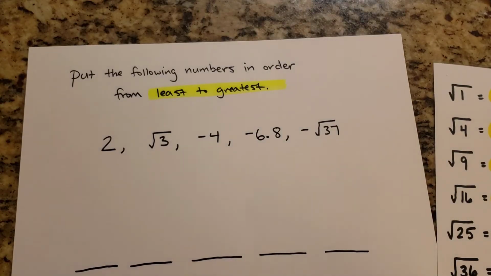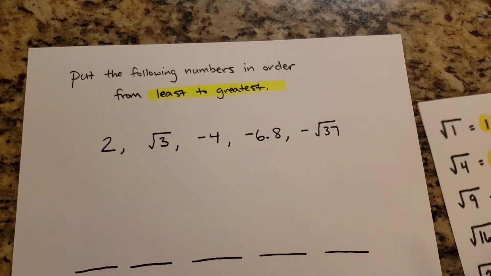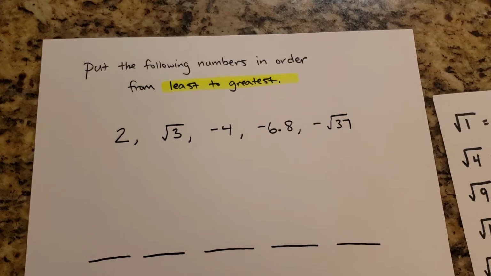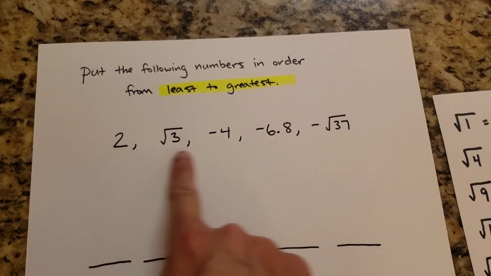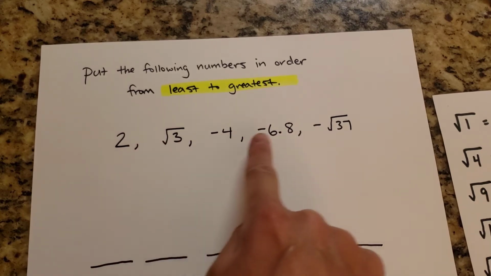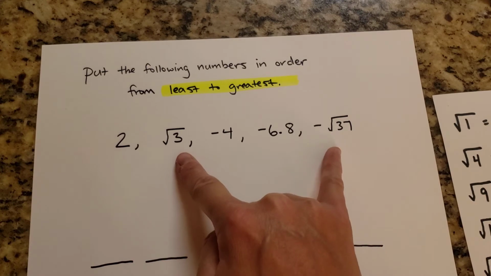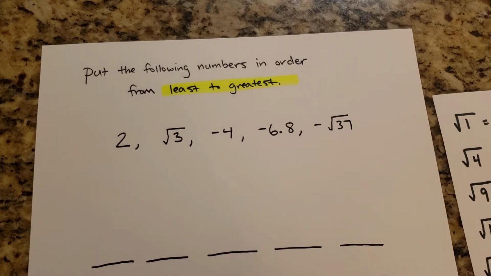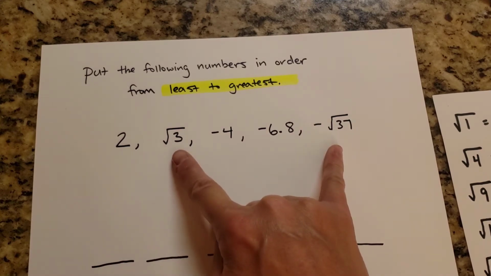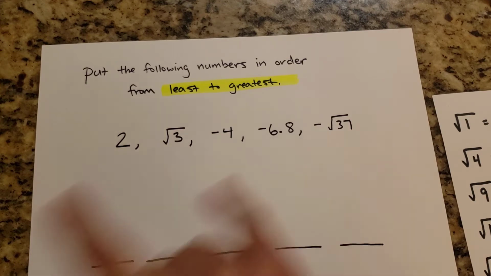Okay, for this next one, I must have forgot to print the page, and I'm at home, so I just wrote it out real quick. Here we have to be able to put a list of real numbers in order from least to greatest. So you see that I have some that are rational, and I have a couple here that are irrational. So we're going to do something very similar to what we did with comparing. If we can approximate each one of these numbers here, at least to the nearest decimal, that's going to help us to be able to order the numbers, okay?